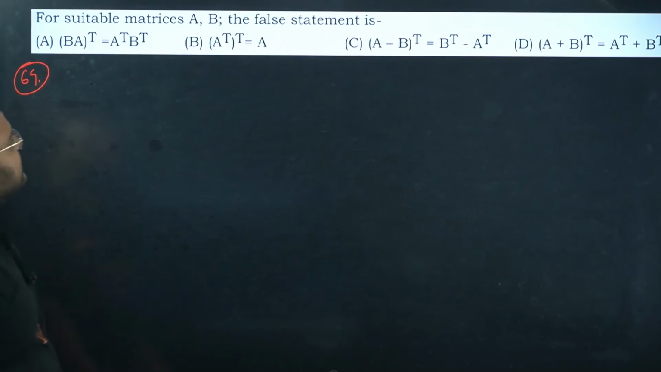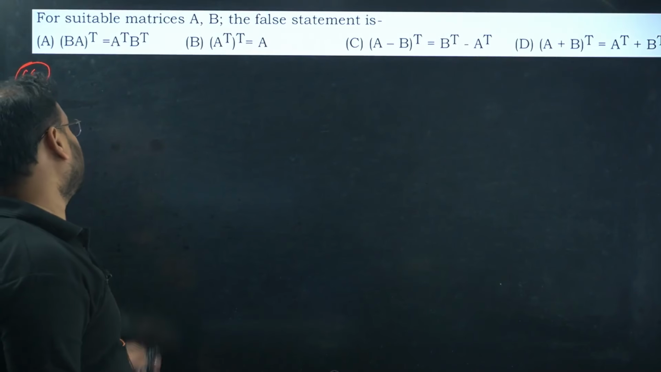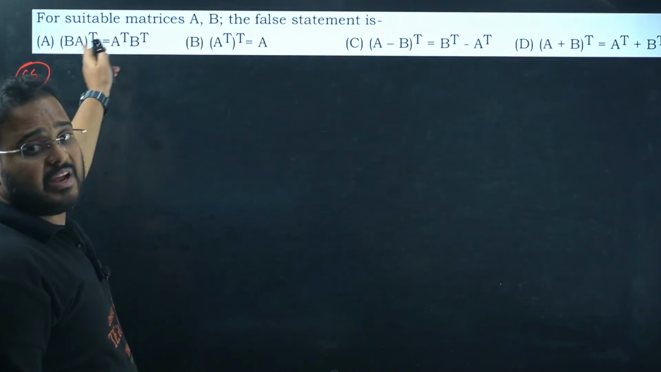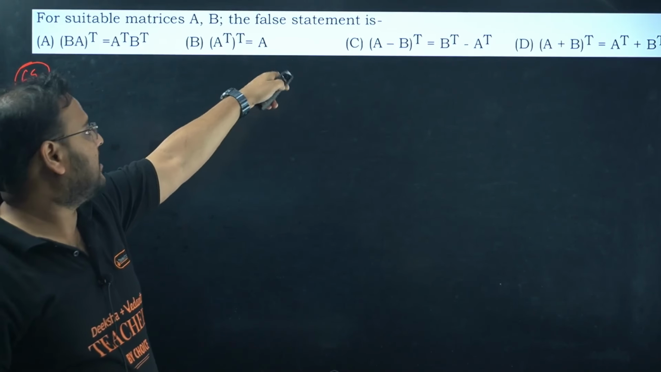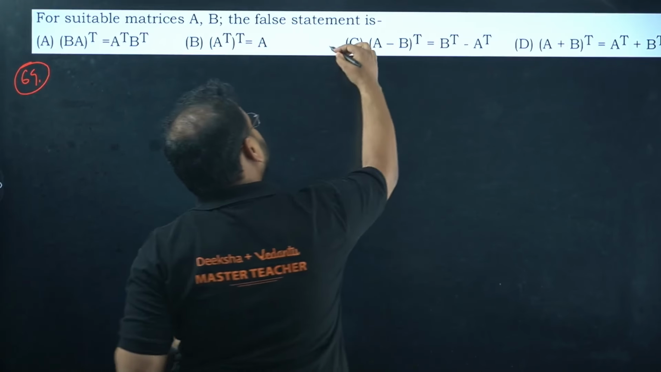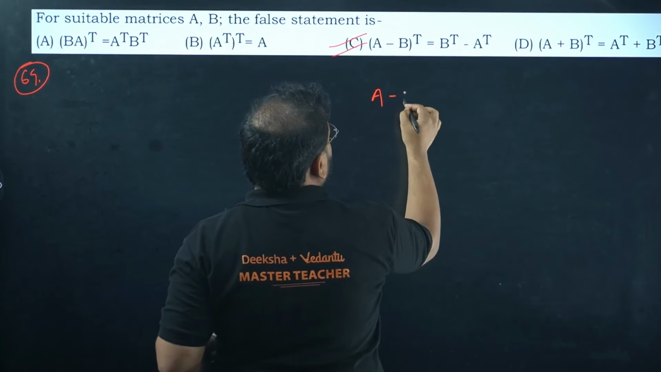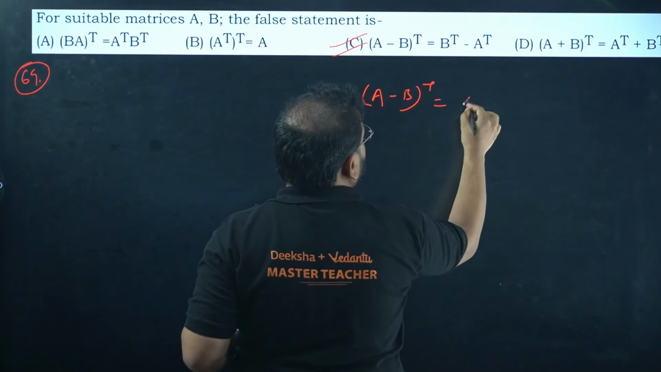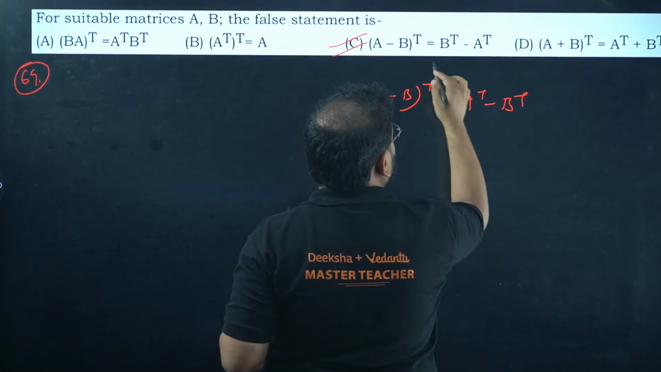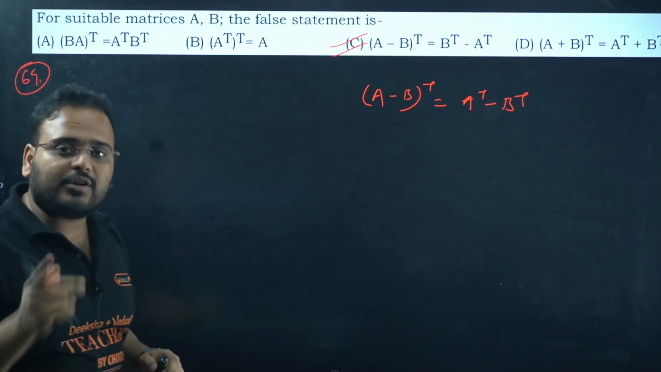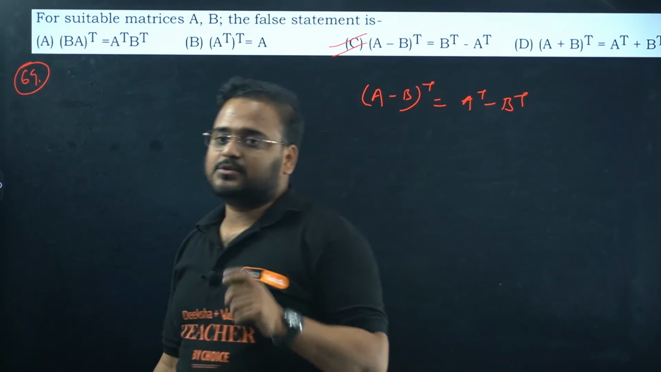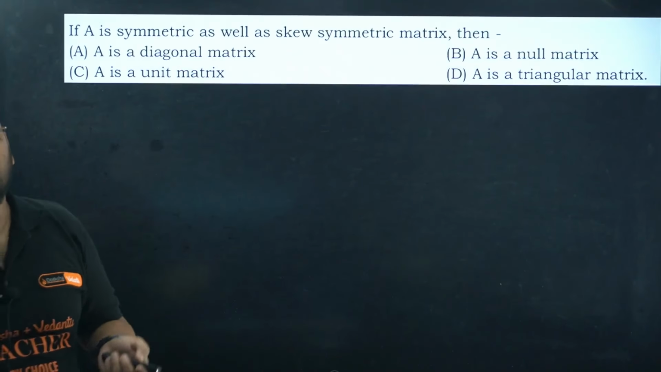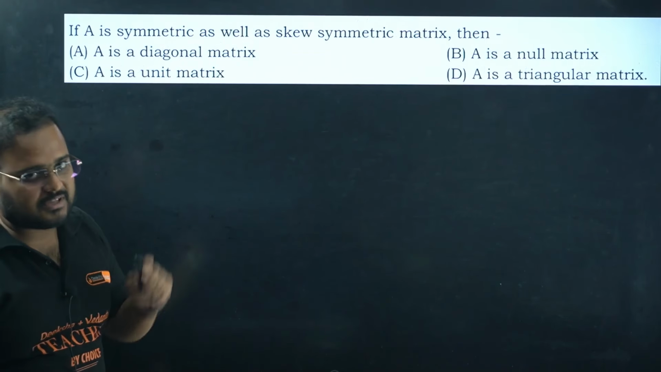For suitable matrices A, B, first statement is true. When you take (AB) transpose, reversal law will hold true. This is also true. A transpose transpose is again back to A. This is false, because (A minus B) transpose is actually A transpose minus B transpose. It's not reversal law. Reversal law holds true for product, not for the sum and difference. So option C is a false statement.